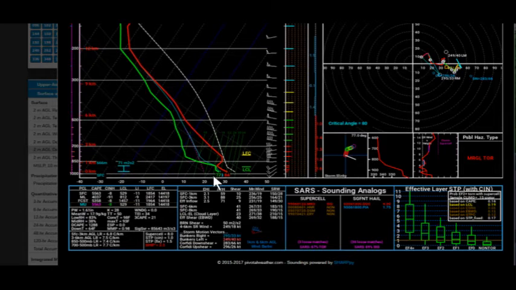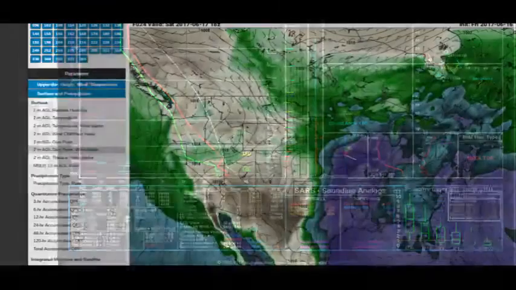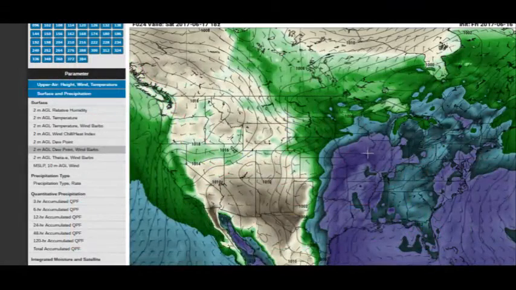Okay, this is not looking too bad. Very good moisture. Cap is an issue. Well, we do have to get up to about 100. But we're a little bit closer to the upper level dynamics. We could see something out of that.